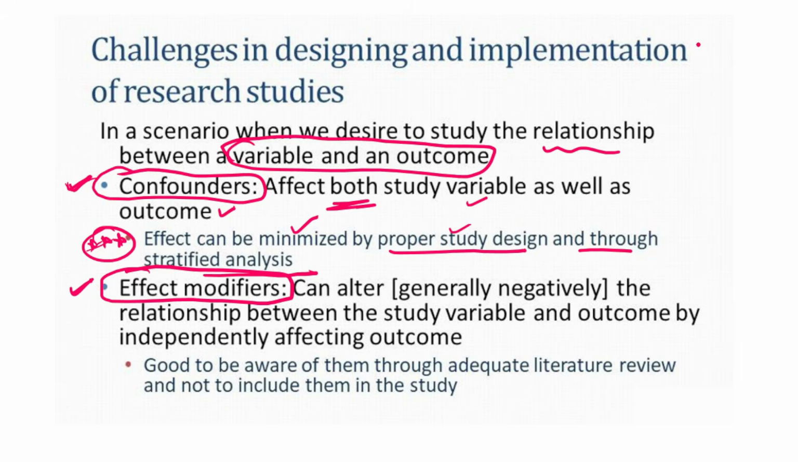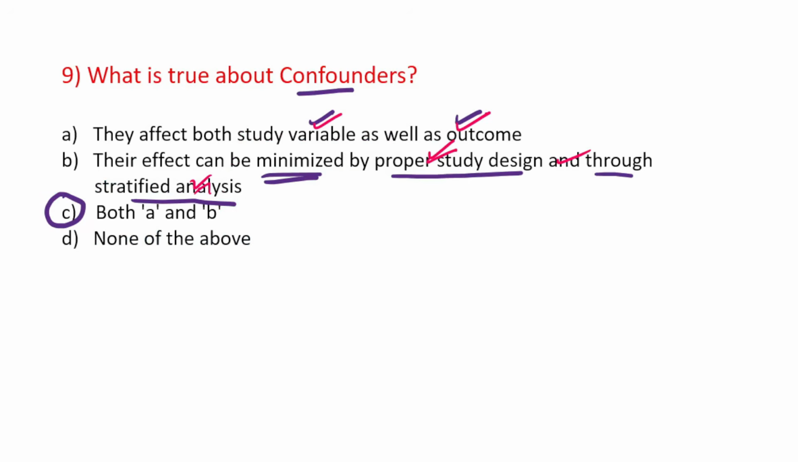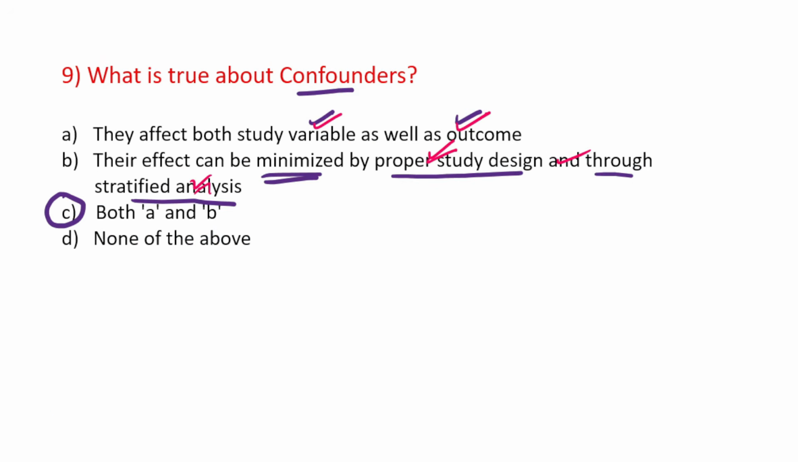I request all the students to become perfect with the information given in this chart, because there are questions. Just now we have seen the question regarding the confounders. You may also come across questions pertaining to effect modifiers. So please remember this chart, the question and also the answer for this question.